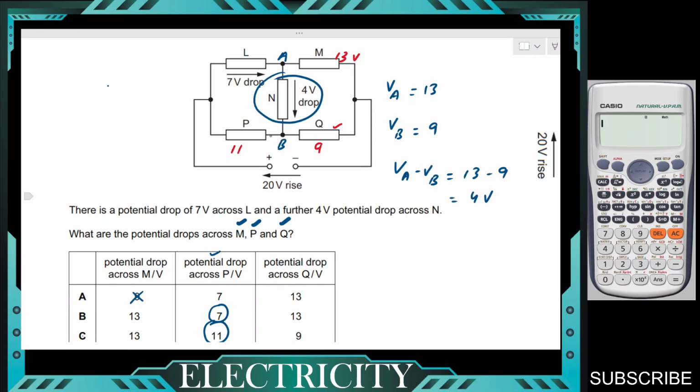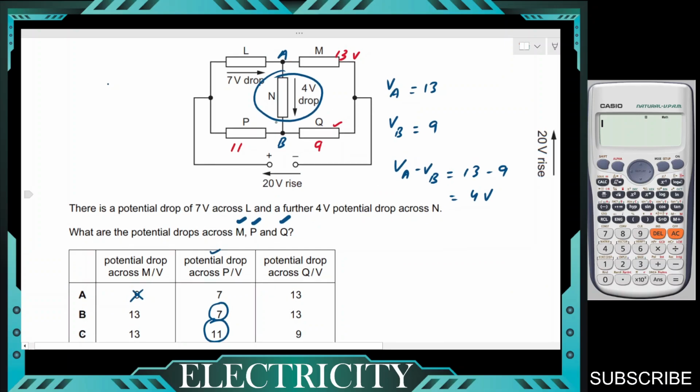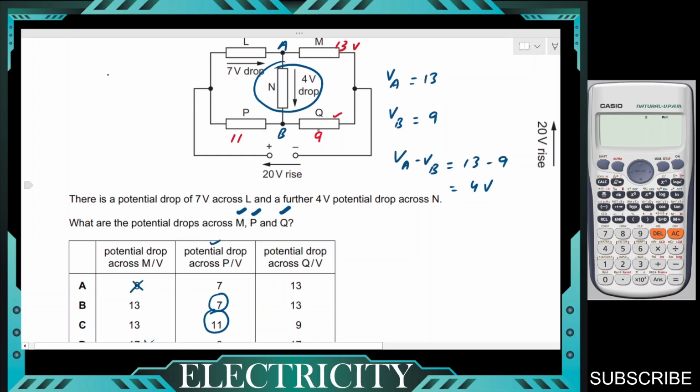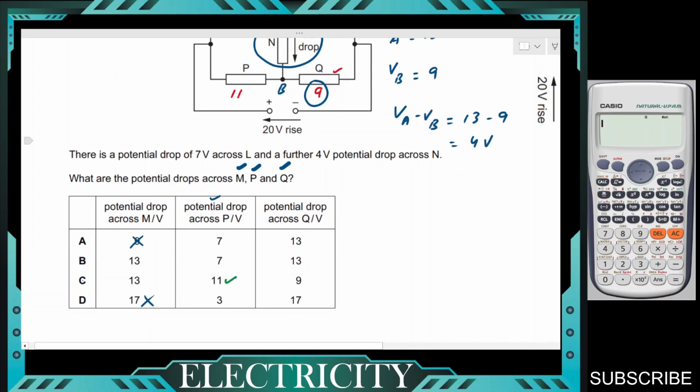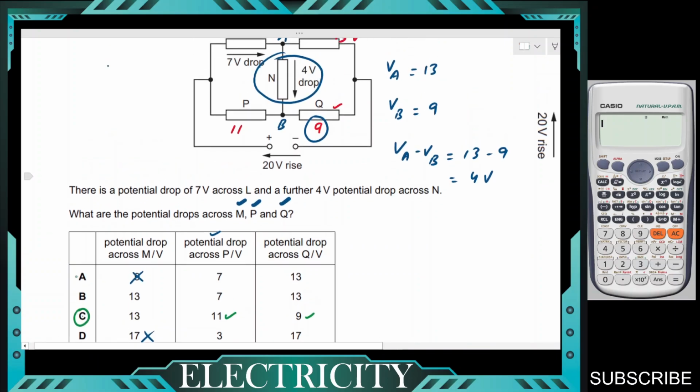So it has to be 11 volts at P, and obviously you see indirectly we also answer for the last one. Potential at or across Q has to be 9. So 11 and 9. So C is the answer for this one.